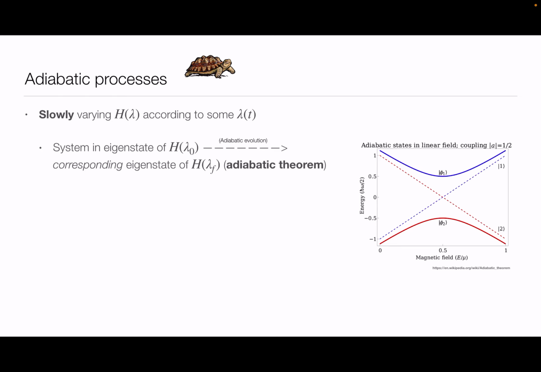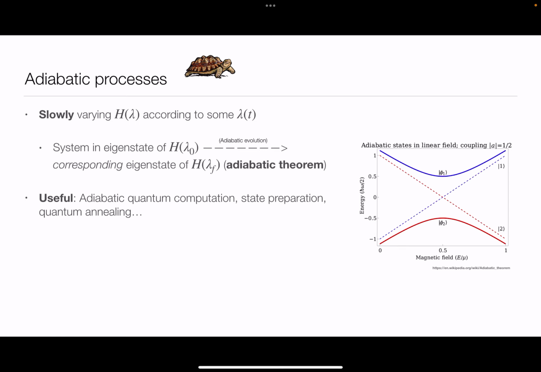And you can see that in the picture on the right. Basically, say you start on the bottom left side with the thick red line, and then you start to evolve. Assuming you have an adiabatic evolution, you're just going to follow that red line all the way to the end. You're going to stay in the eigenstate of this Hamiltonian.